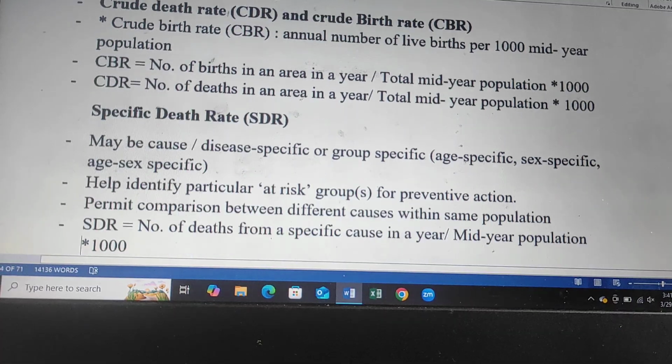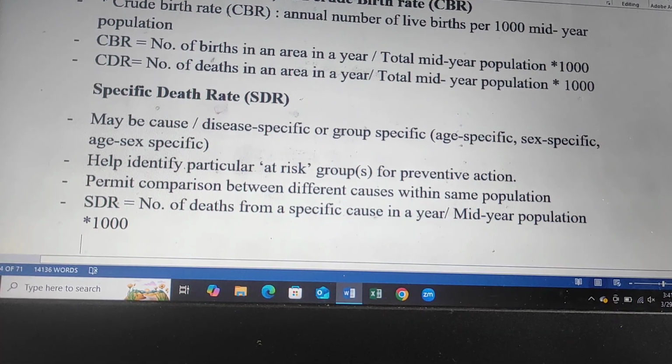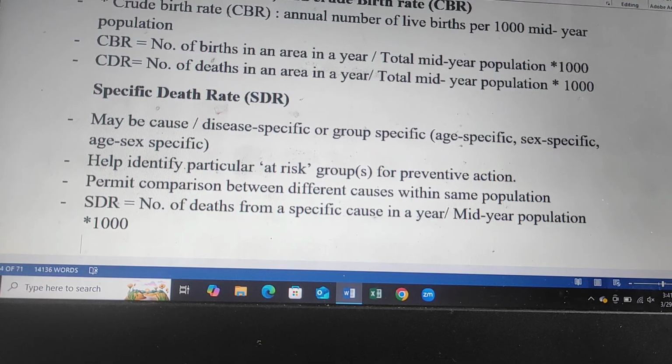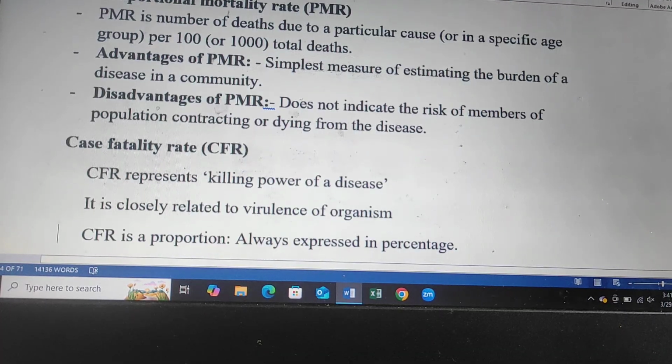Specific death rate may be cause-specific, disease-specific or group-specific, age-specific, sex-specific. It helps identify particular at-risk groups for preventive action and permits comparison between different causes within the same population. Specific death rate is the number of deaths from a specific cause in a year divided by the mid-year population, per 1,000. Standardized death rate. Proportional mortality rate.